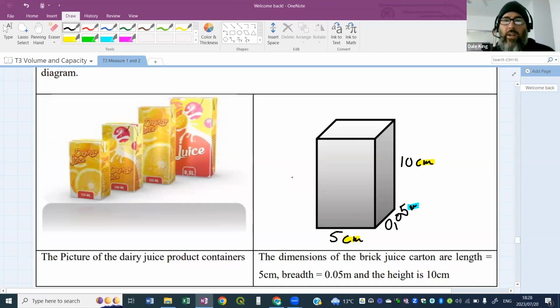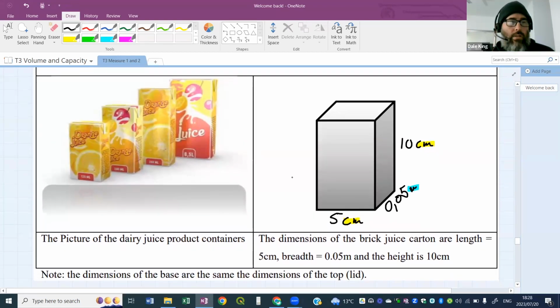All right. So there's the diagram. I put the dimensions in. Here we go. Note at the bottom, the dimensions of the base are the same.